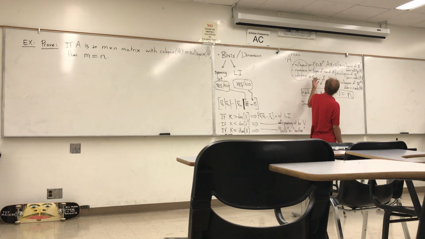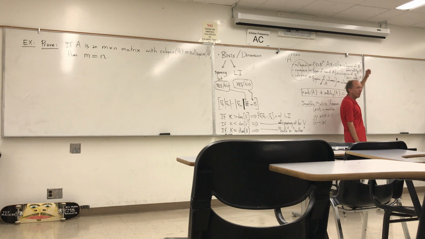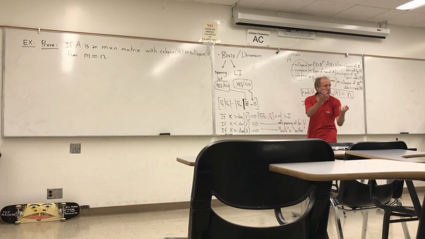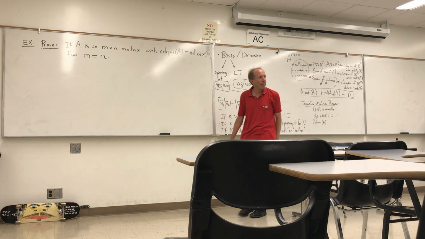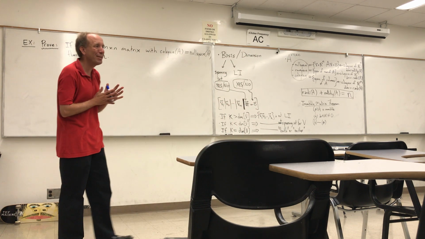What else do I know? Oh, the column space is a subspace of Rm. The null space is a subspace of Rn. So there's the M and the N coming into it. Okay, so does anybody have an explanation for me? Maybe want to try an explanation out on this one?